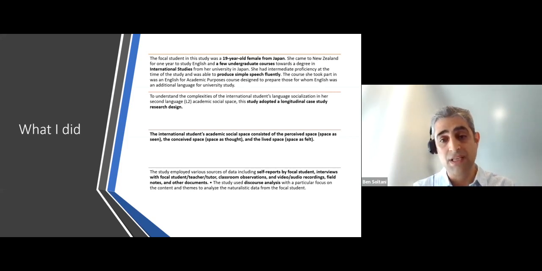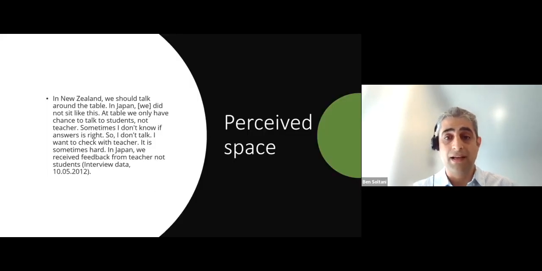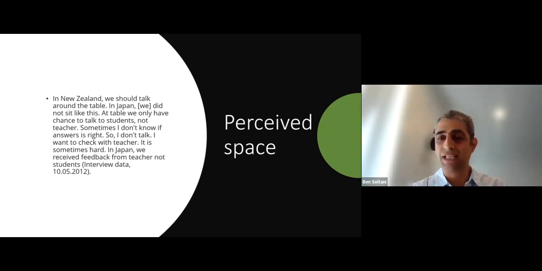For the analysis of the data, I used discourse analysis, and I had a particular focus on themes and also the content to analyze the data from this student. All right, so talking about space, the study showed that social space positioned this particular student into a silent position. So the physical space itself positioned this student negatively. For example, the arrangement of seats in the classroom and the tables positioned her negatively.